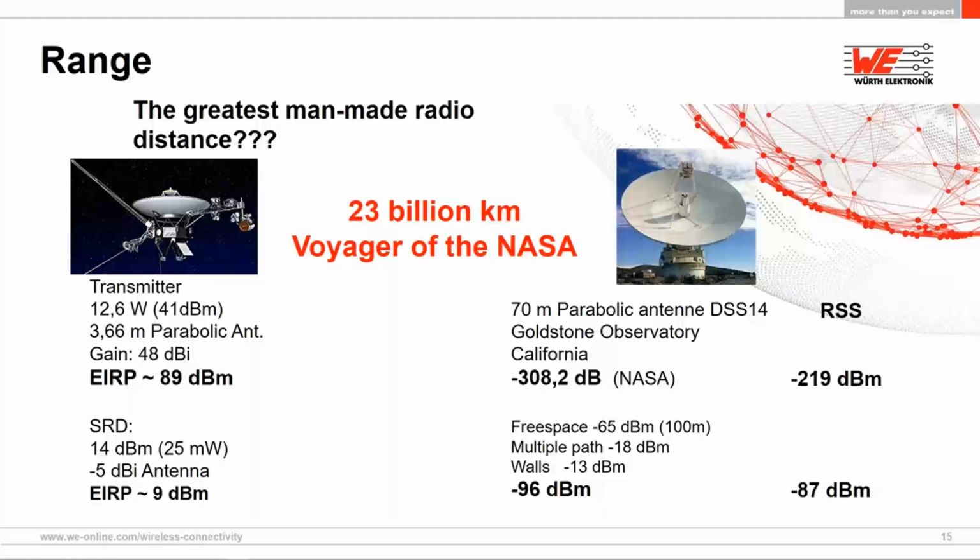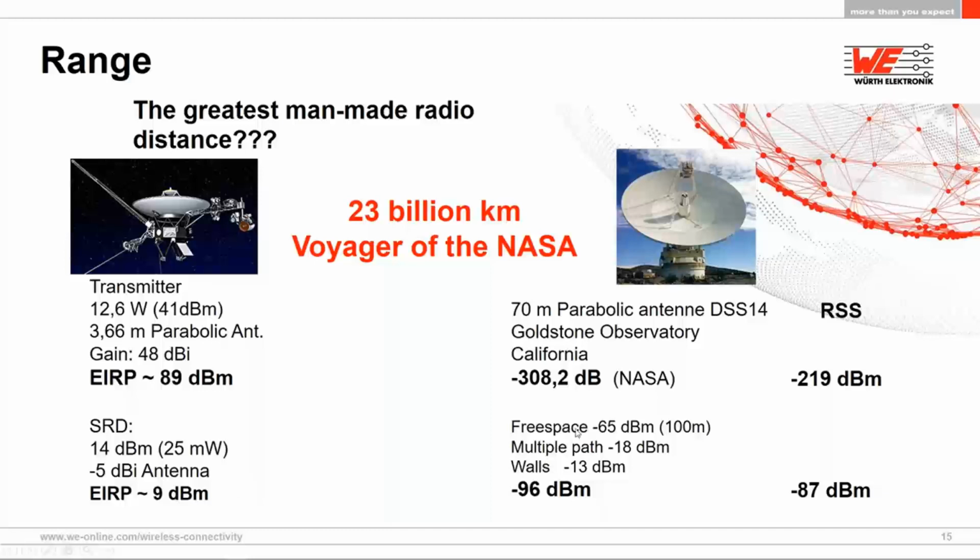Now, this is way beyond what we can ever dream of as little engineers here in the world. We work in the SRD range and typically have about 14 dBm available. Our antenna, for argument's sake, we lose about 5 dBi. We radiate roughly 9 dBm.